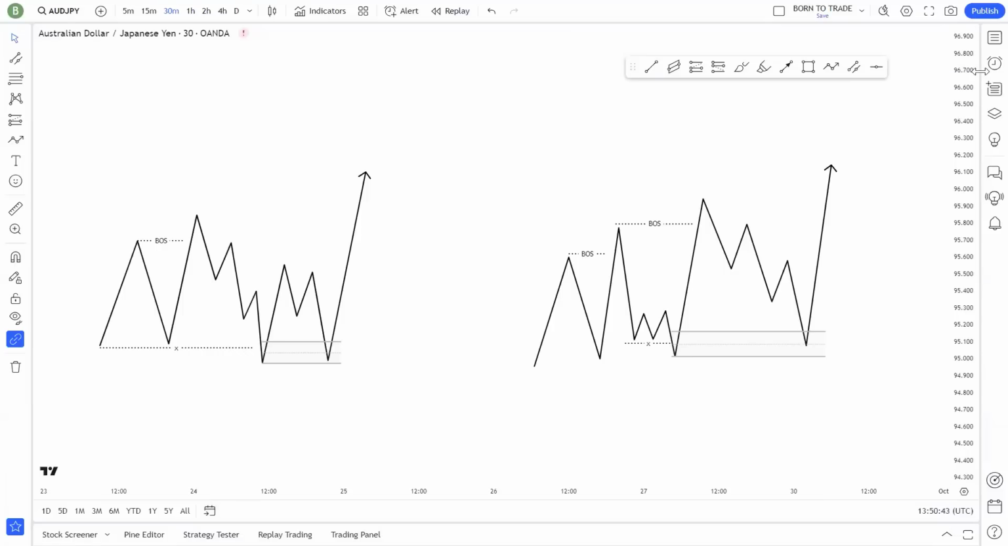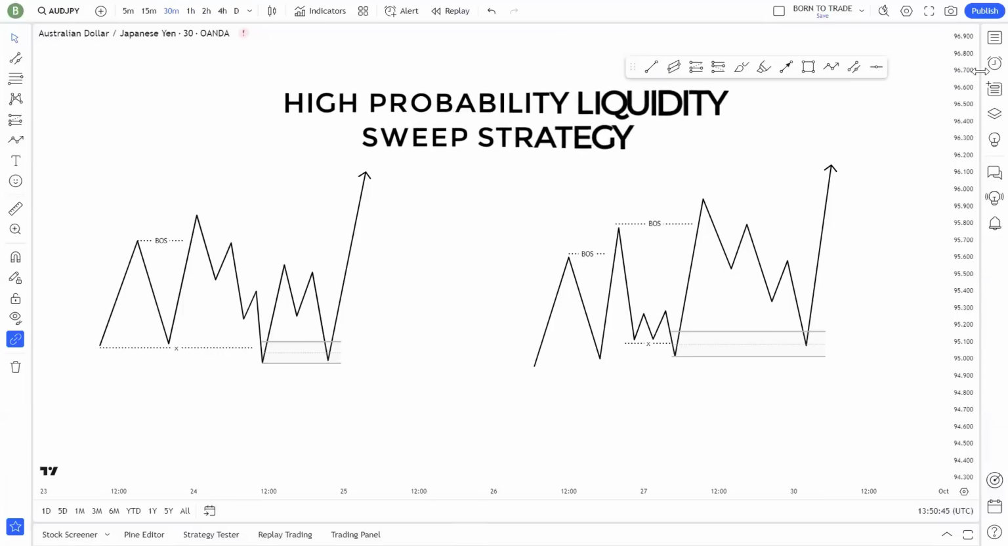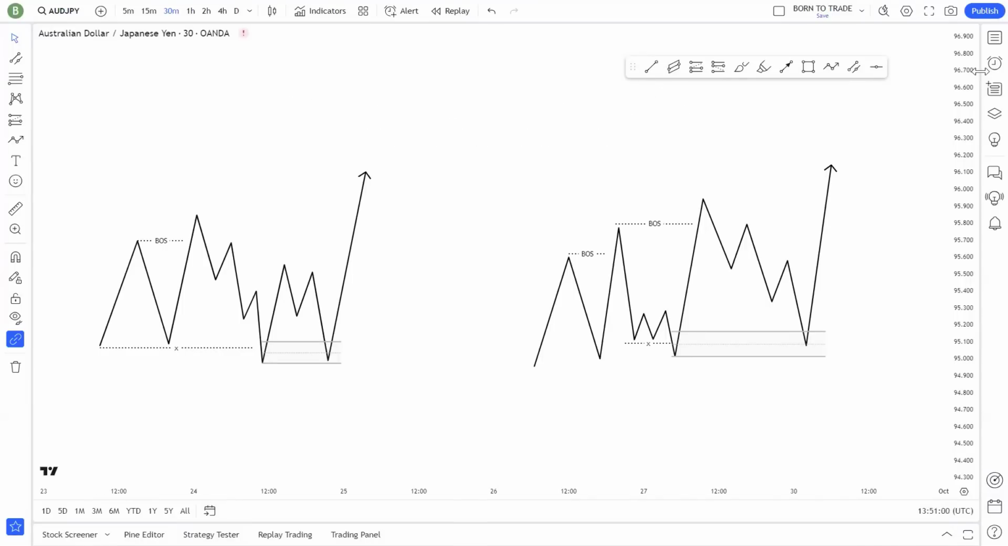In today's lesson, I'm going to teach you a high probability liquidity sweep strategy. This is actually VIP content, but I have to share it with the YouTube community. So if you're struggling to succeed in the financial market, you can focus on this particular trading strategy to make good money for yourself in the financial markets.